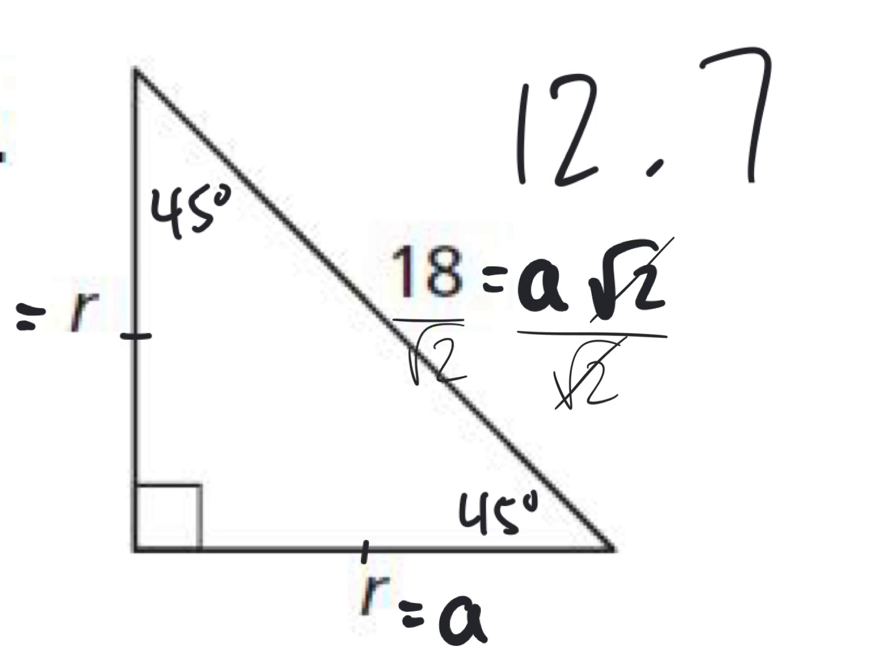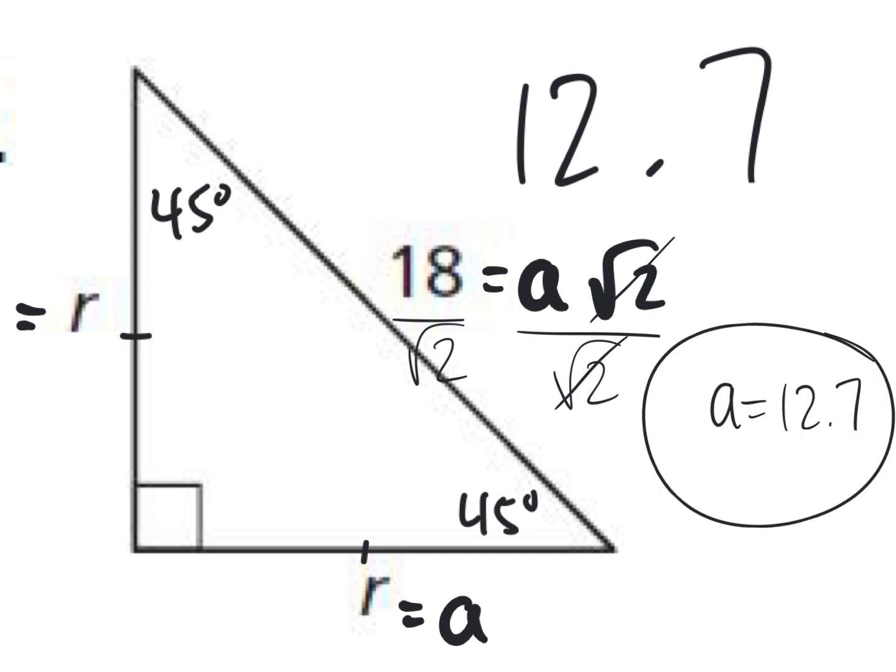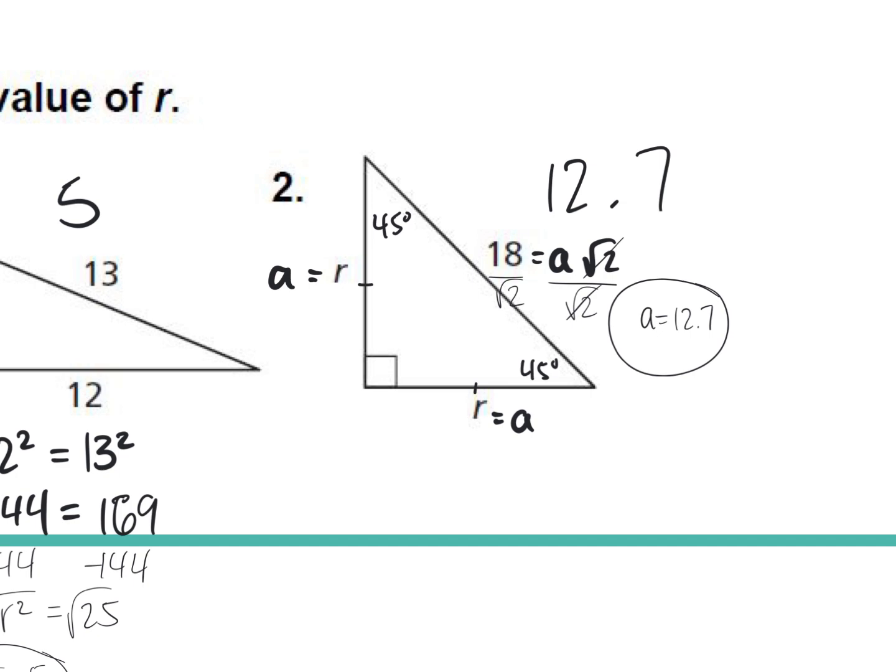So now in your calculators, plug in 18. Can you do it for me? 18 divided by the square root of 2. German, you're going to be my calculator person for today. And click enter. 12.7. A equals 12.7. All right, now, there was another way to do this problem.